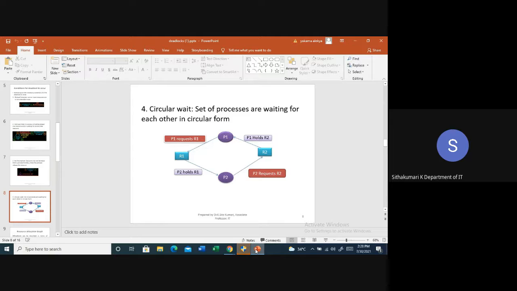In this figure, two processes are waiting for each other. P1 is waiting for P2 to release the resource R1, and P2 is waiting for P1 to release the resource R2. So this situation is circular wait.